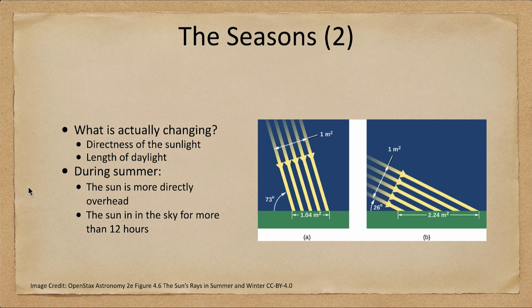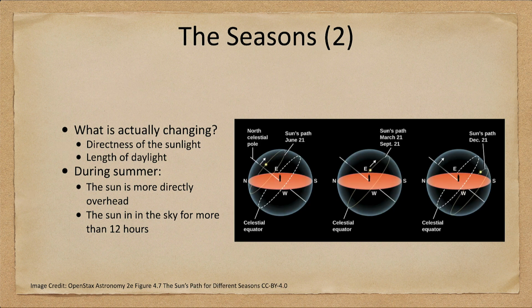The other is that the length of daylight changes, that the sun will spend more time in the sky during the summer. So when we look at the path here, this is the path of the sun on June 21st. So for the northern hemisphere, the sun rises north of east, goes up high in the sky, and then comes down and sets north of west. So it spends a very long time in the sky, giving us more than 12 hours of sunlight.